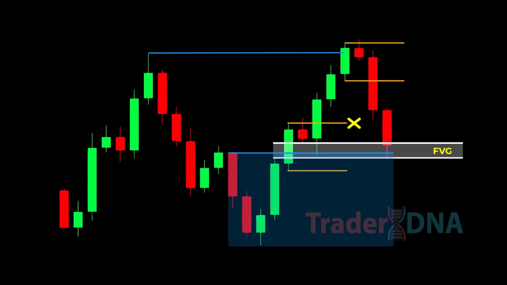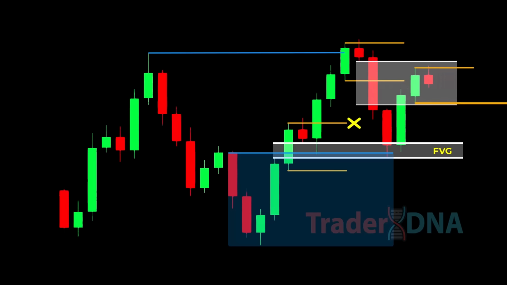Another powerful way to use CRT is when price is drawing into a PD array, like this bearish fair value gap right here. After a clear change of character, a FOE, we already have reason to believe price may reverse from that zone. So what do we do? We use CRT as confirmation. We use it to determine whether that fair value gap is actually being respected, or if price is about to ignore it.